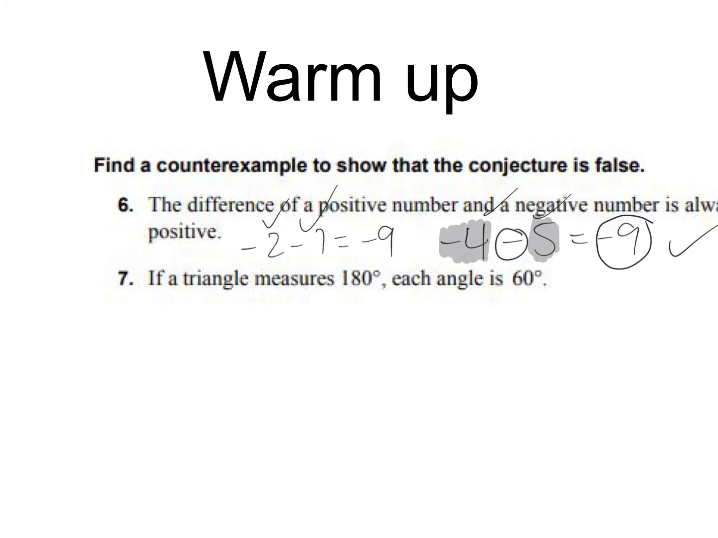Okay, number 7. If a triangle measures 180 degrees, each angle is 60 degrees. Was there a counterexample there? There sure is. Mario? 90, 45, and 45. There's actually thousands of possibilities.